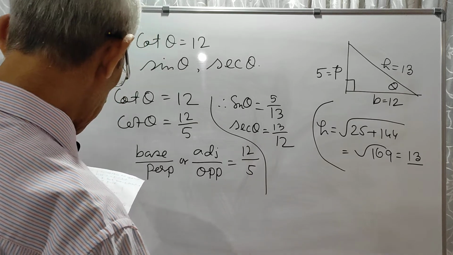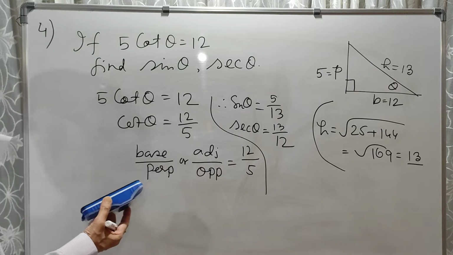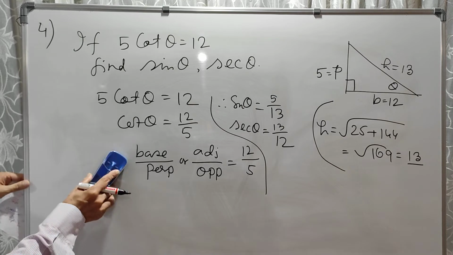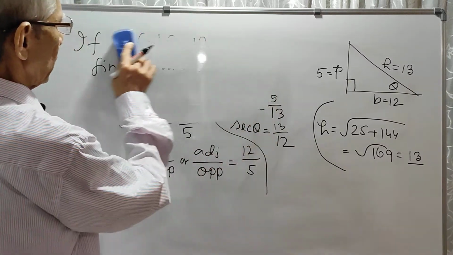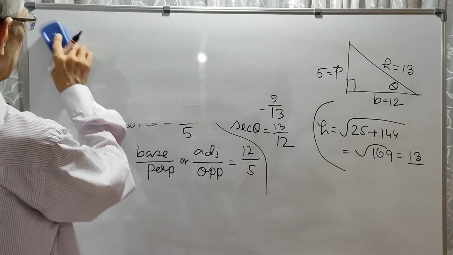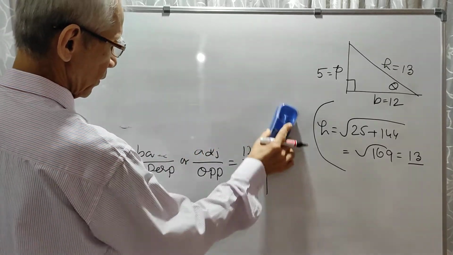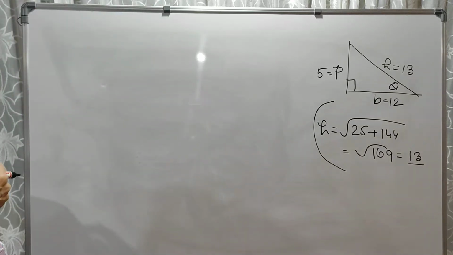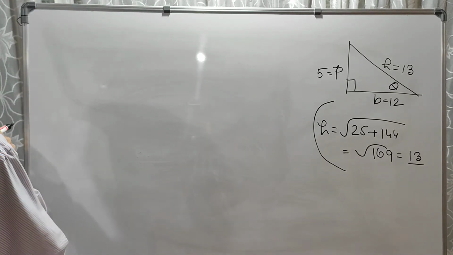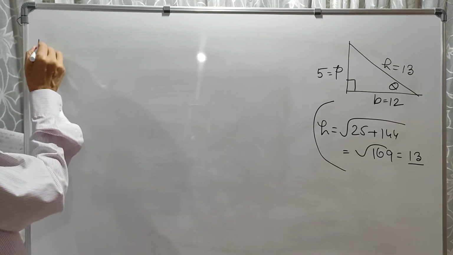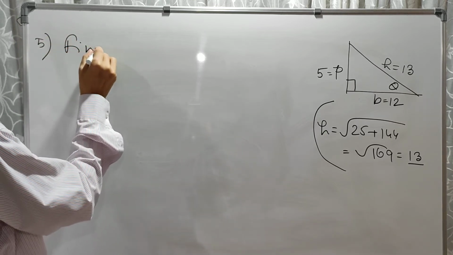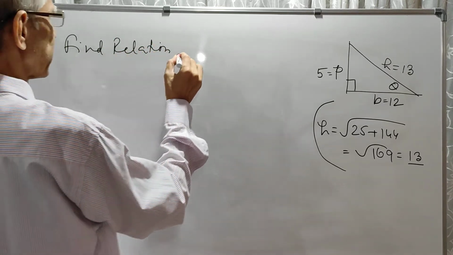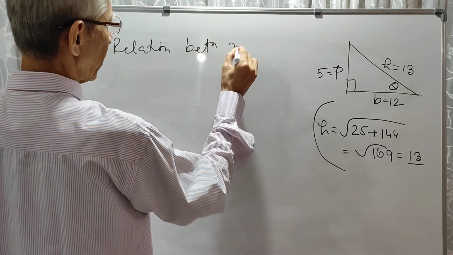Now the next question. Okay, this is number 4, then come to number 5. So this is number 5. You have to find the relation between x and y.